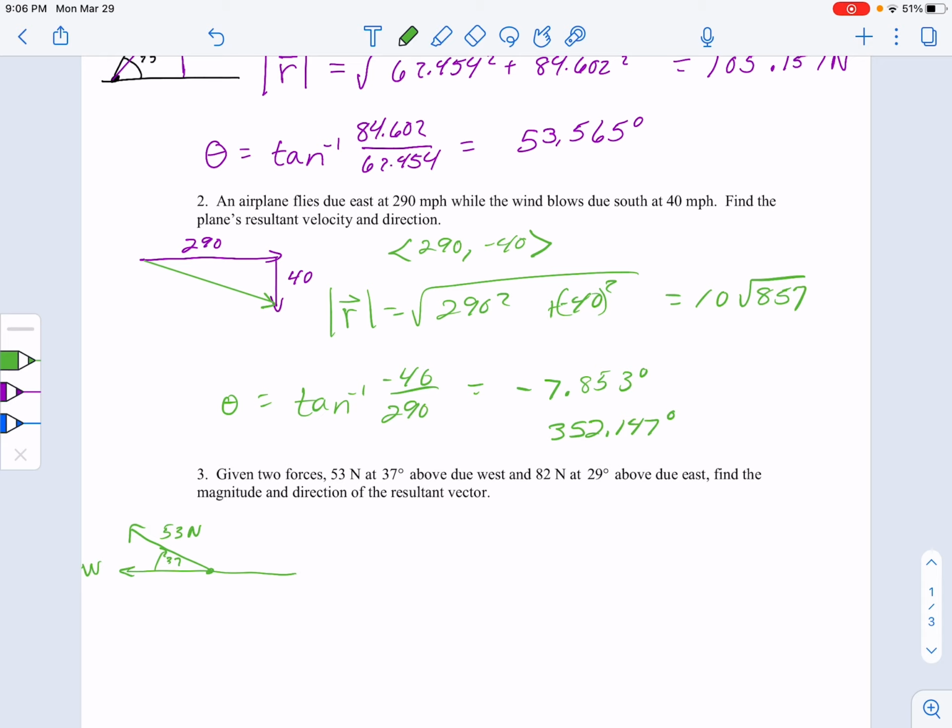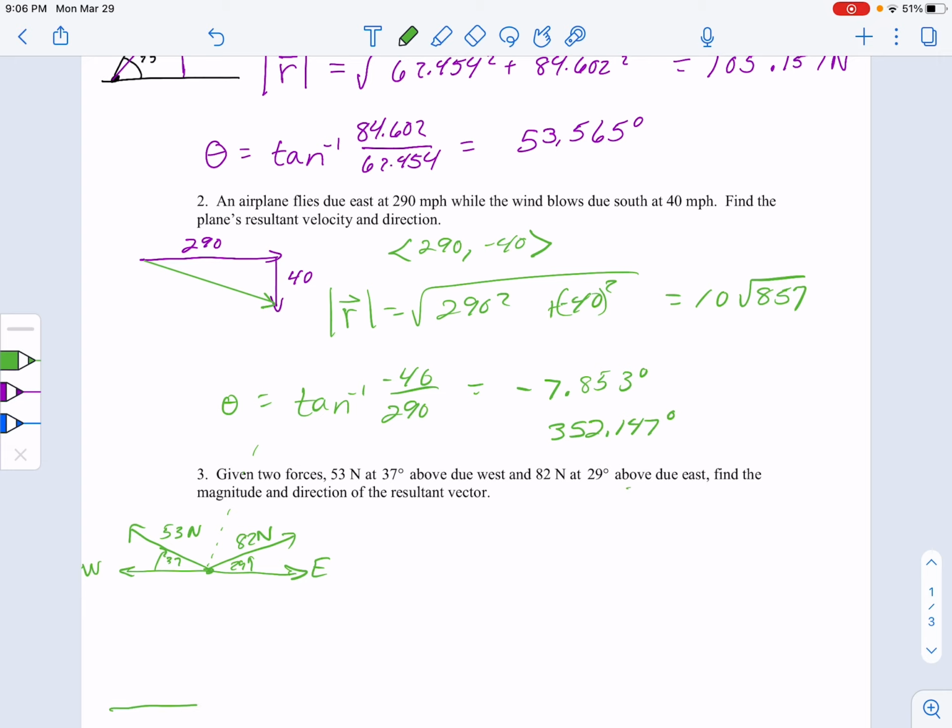This one's above due east. So this is going east, right? 29 degrees. And it's 82 newtons. All right, your resultant is not connecting the endpoints. If you had pulling on it, it's going to be going somewhere in the middle, right? Because they're both pulling on the same thing.